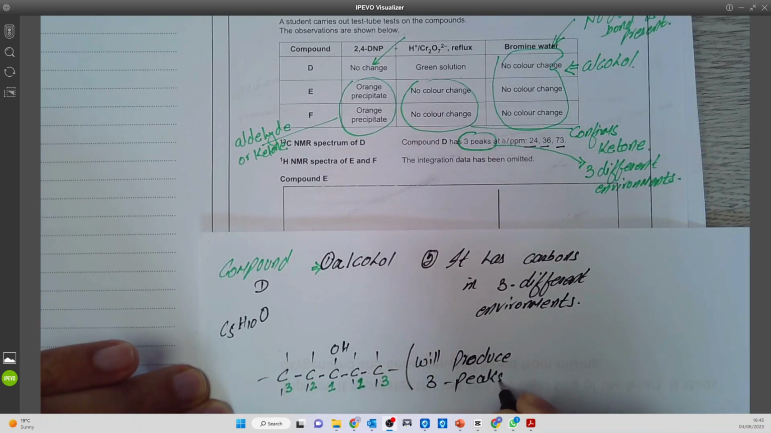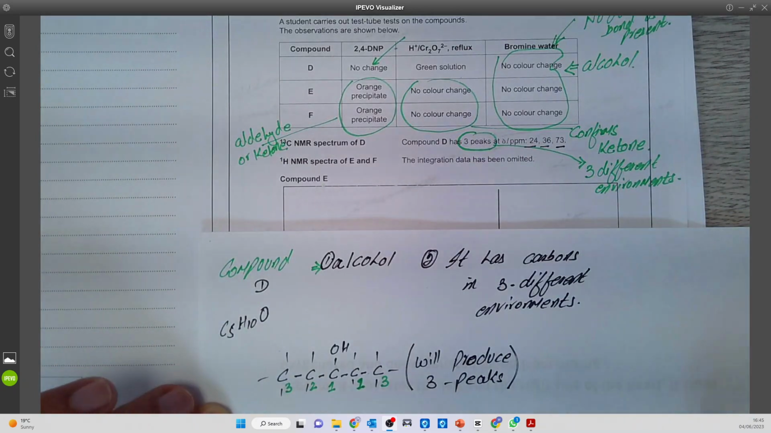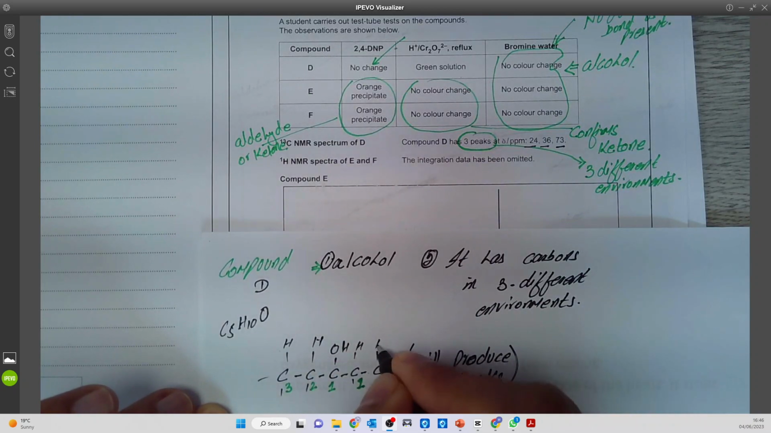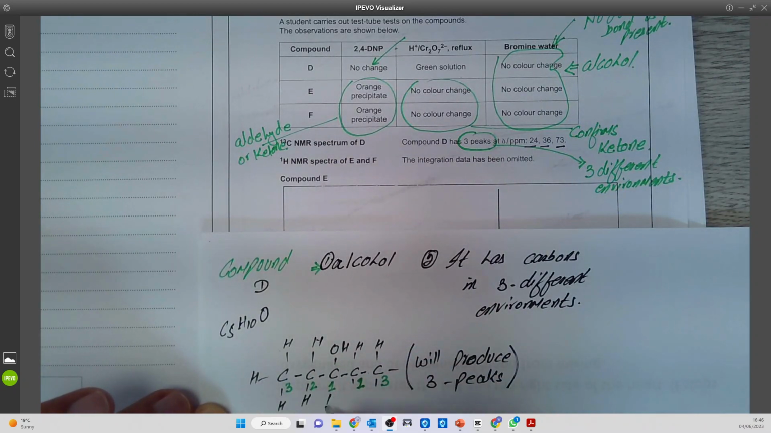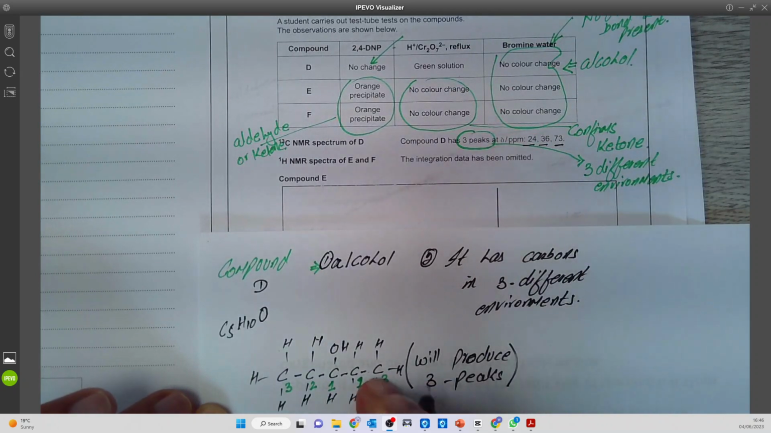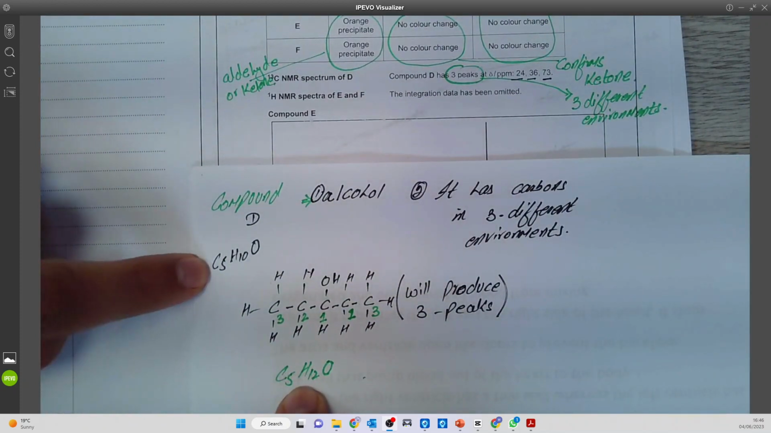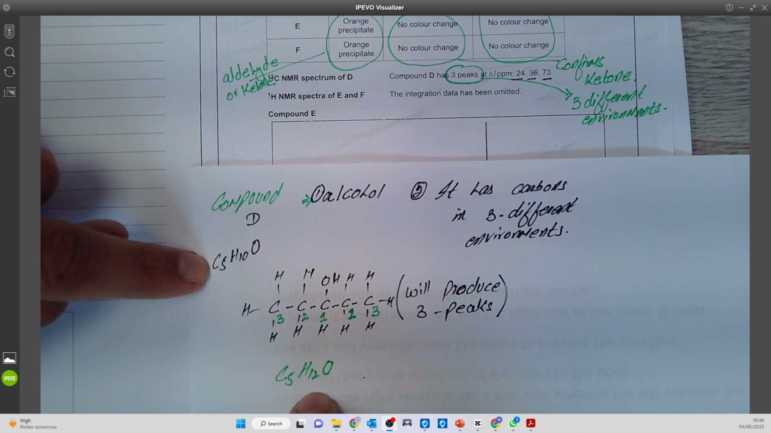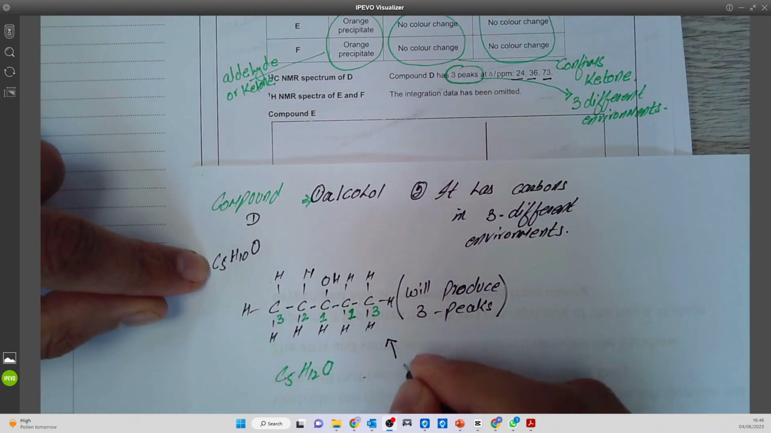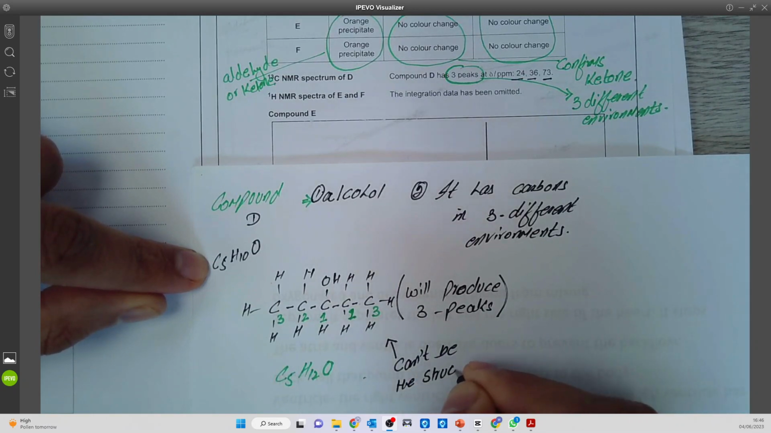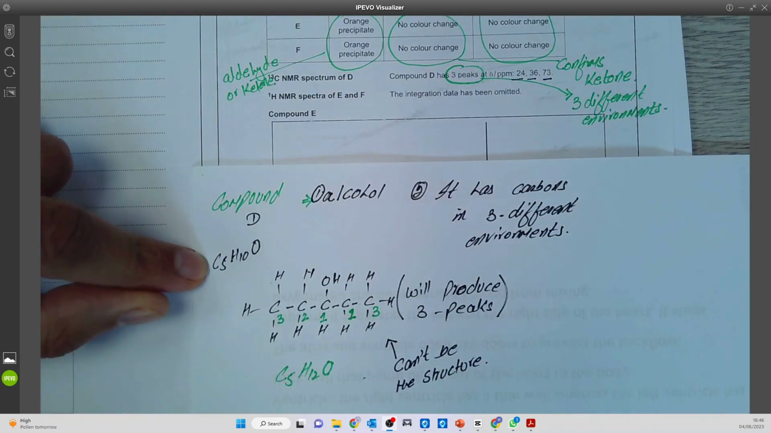Three peaks. But there is a small problem here, because if I count the number of hydrogens, how many hydrogens do I have? 1, 2, 3, 4, 5, 6, 7, 8, 9, 10, 11, and 12. But the formula for this one is C5H10O, and this structure gives C5H12O. Are the two formulas the same? They're not the same. So this can't be the structure. What will I need to do now? I'll have to modify it.